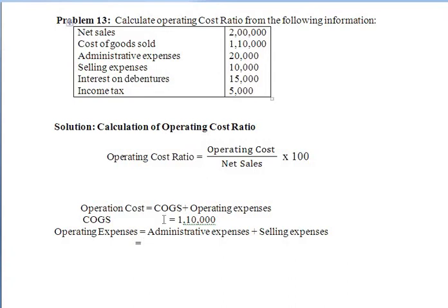Operating expenses is equal to administrative expenses, which is 20,000, plus selling expenses, which is 10,000. So the total operating expenses is 30,000. Next line, operating cost is equal to how much?